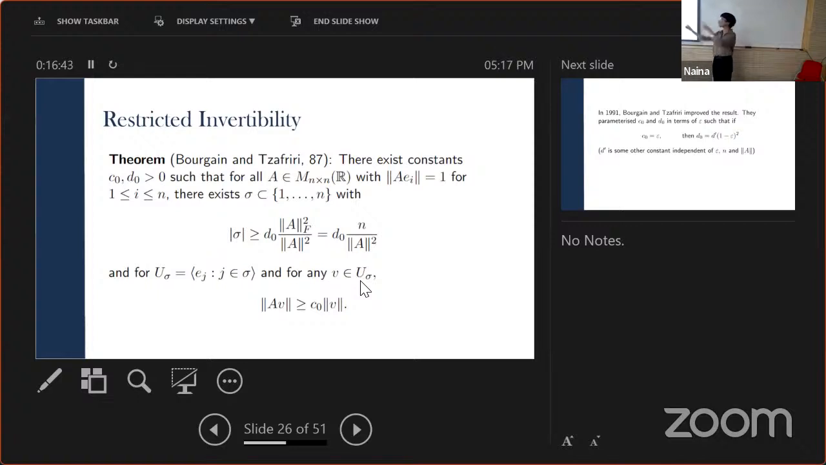Is the space spanned by e_j? Yes, the angle bracket is the span. So we look at the space spanned.